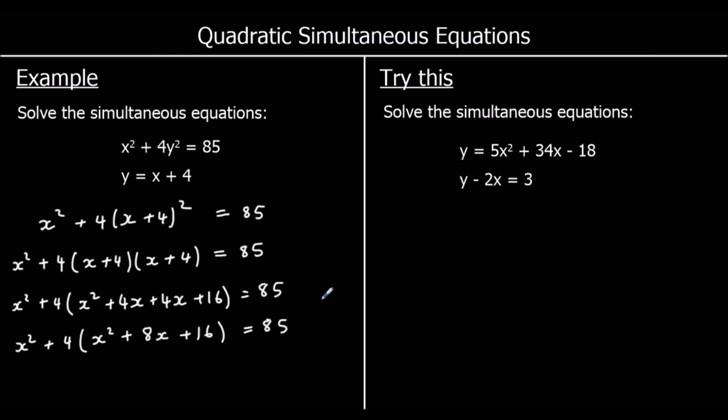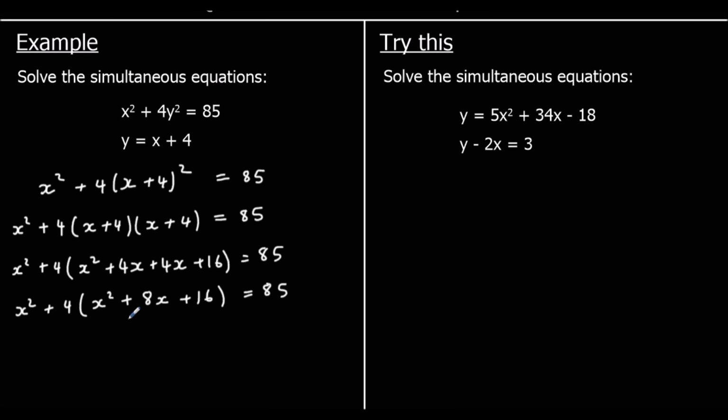So now I've expanded the brackets. I'm going to multiply each of the terms in the bracket, in our now one bracket, by 4. So 4 times x squared is 4x squared. 4 times 8x is 32x. And 4 16s are 64.